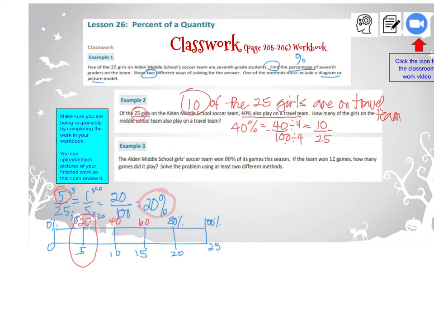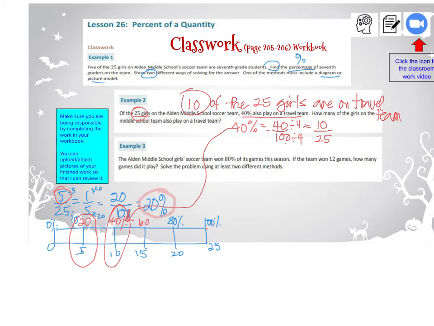Then let's go back, and then I can show it two different ways, but I'm going to leave it at that. I could do another 0 to 100 and go 20, 40, 60, 80, and then I've got my 5, 10, 15, 20, so I actually could use the same diagram, and I could just come down and go like this. 10 of the girls are 40%. This is my percent sign.